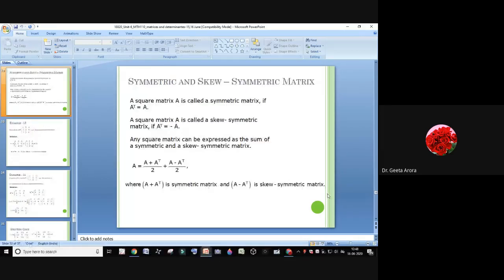So the next concept we have is symmetric and skew symmetric matrix. Again, we have a type of matrix where, when some condition is satisfied, the matrix is said to be symmetric or skew symmetric. The condition is: a square matrix is called a symmetric matrix if A is equal to its transpose. Simply, the first thing is the matrix should be square, and its transpose should give you the same matrix as A itself.